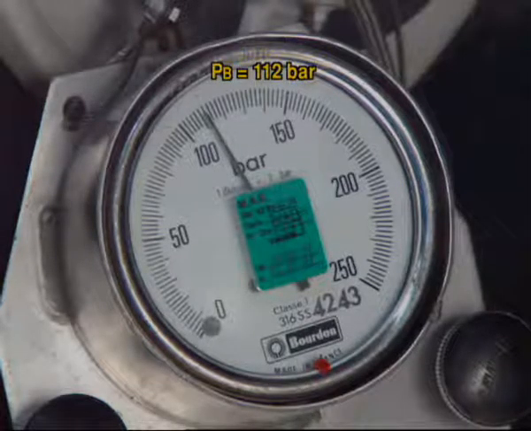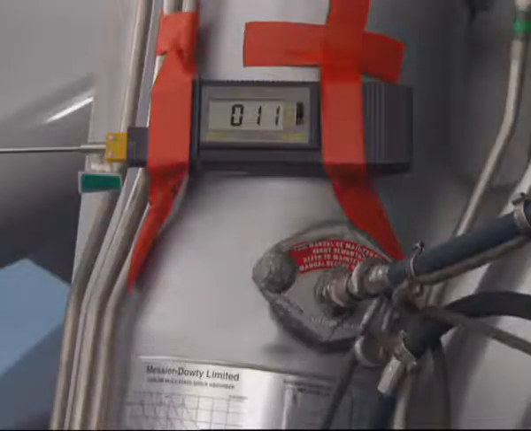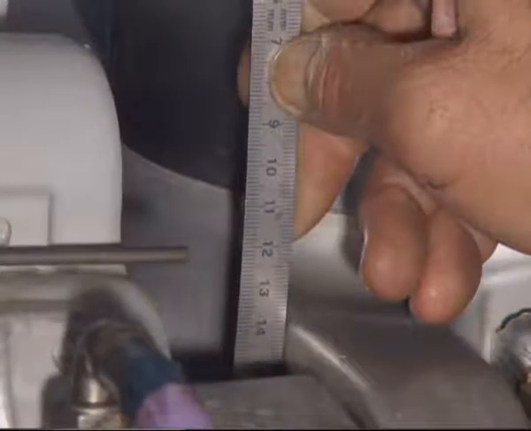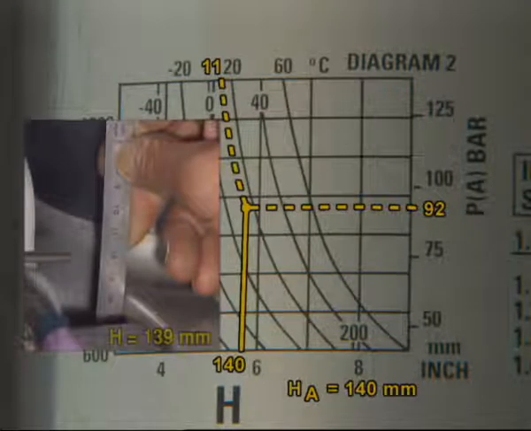Read and write down pressures, the temperature, the dimension H. Using the pressure and the temperature, find the correct dimension H in diagram 2 and make sure that this value is equal to the previous measured value, plus or minus 1 millimeter.